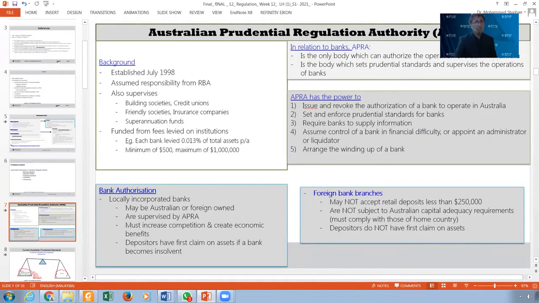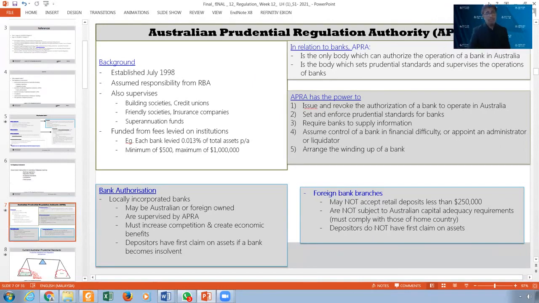In Australia, remember, we have a legislation, and before this legislation it was the Reserve Bank of Australia, which was established in 1959, that was responsible for bank supervision. But then they started APRA, the Australian Prudential Regulation Authority, in 1998, and this party is the supervisor and the regulatory body.